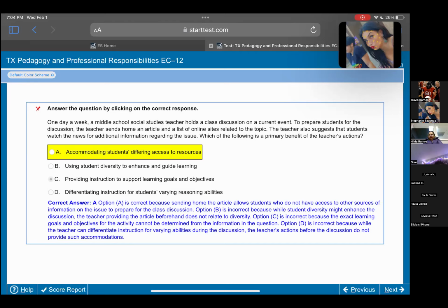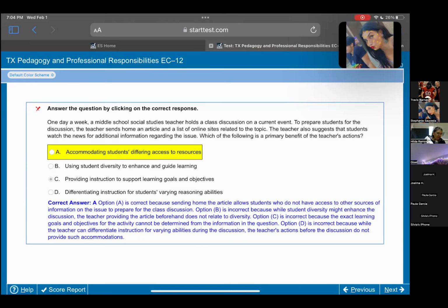So we are talking about a middle school social studies teacher who holds a class discussion on a current event. To prepare students for the discussion, the teacher sends home an article and a list of online sites related to the topic. The teacher also suggests that students watch the news for additional information regarding the issue.